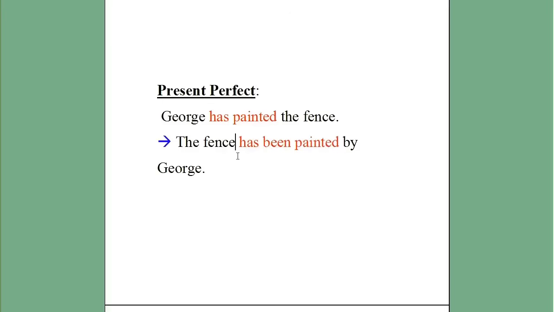If the object was in the plural, the fences, then the sentence would be the fences have been painted by George. Okay, we are very careful of these things. Here it is singular, but if it was plural, this would have changed to have been painted by George.